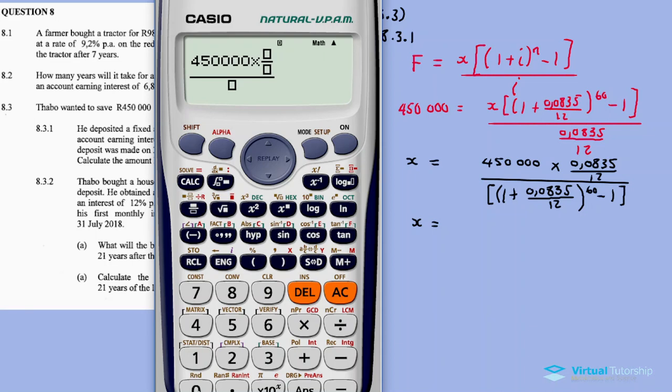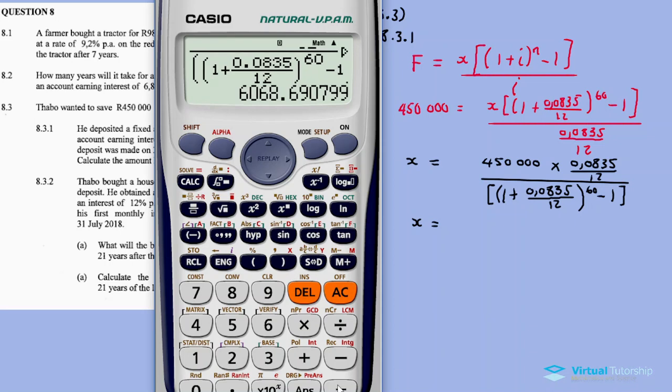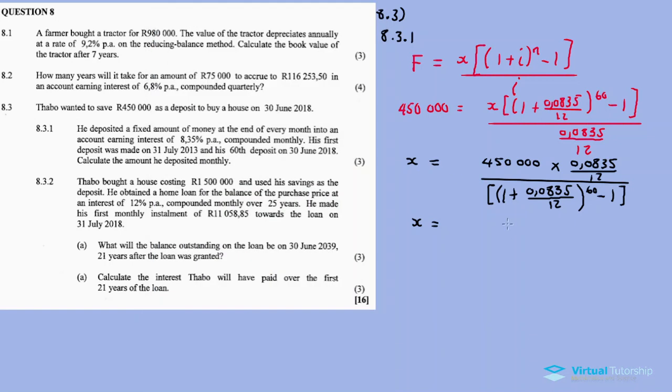450,000 times 0,0835 divided by 12, open bracket 1 plus 0,0835 divided by 12, close bracket, raised to exponent 60, minus 1, close bracket. This is equal to 6,068 rand 69 cents.